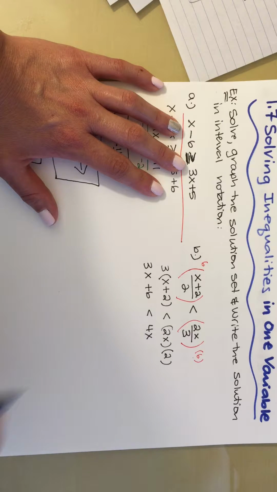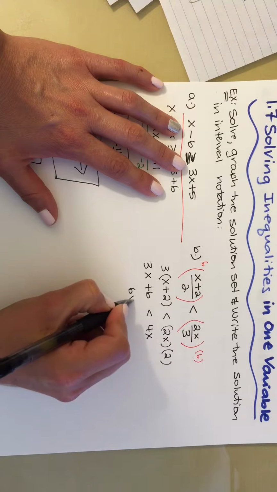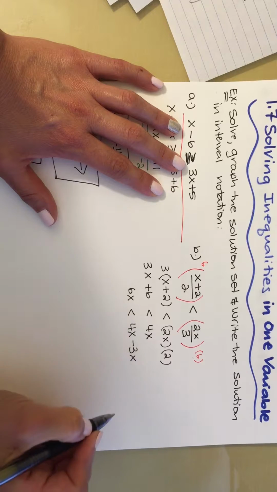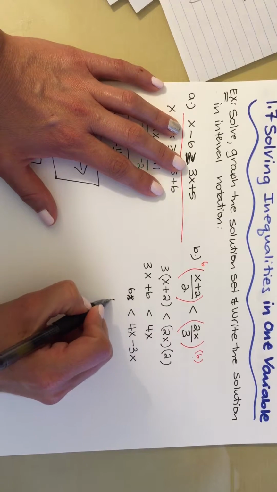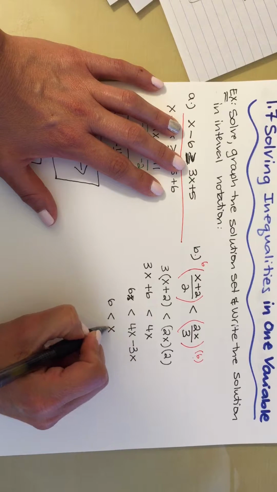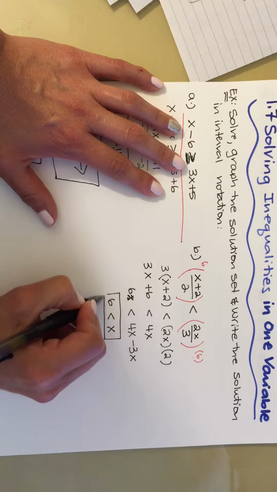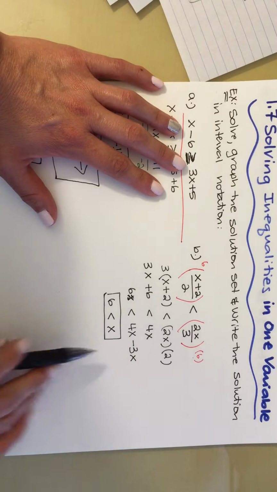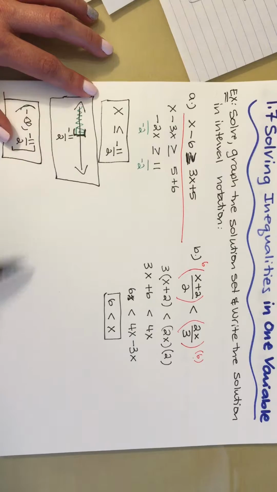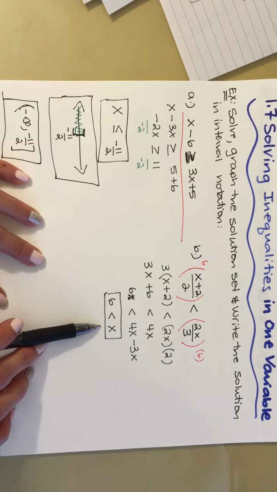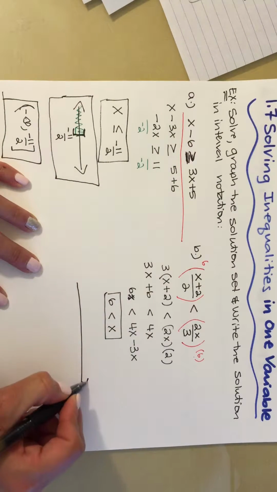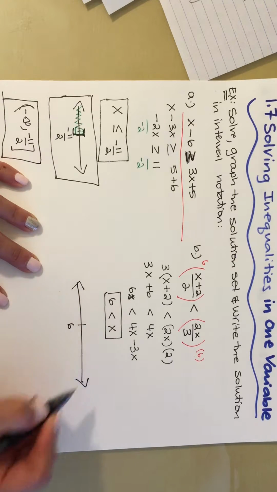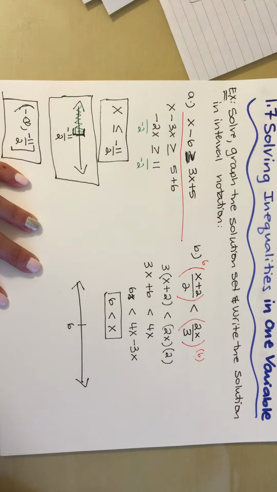In order to solve, subtract 3x from both sides. Six is less than x. This is solved. It's also written backwards, so you got to be a little bit careful. Usually x is written on the left, not the right. But if it's written like this, you can still graph it. Just read it carefully. It says that x is bigger than 6. Anything bigger than 6 would be on the right.